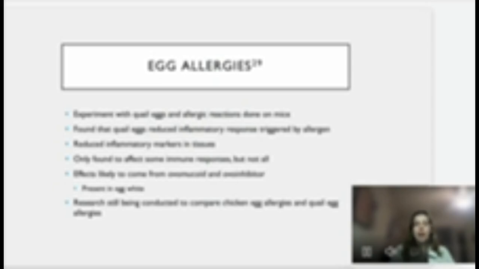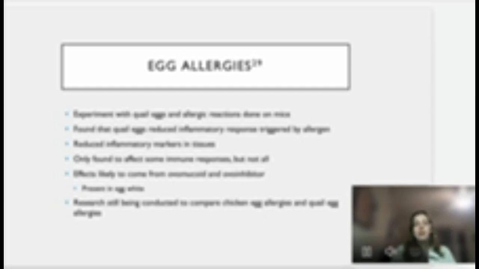Next, I'm going to touch on egg allergies, because there are some people that are allergic to chicken eggs, but not allergic to quail eggs. There was an experiment done with quail eggs and allergic reactions on mice. It was found that quail eggs reduce the inflammatory response triggered by an allergen. Quail eggs reduce inflammatory markers in tissues compared to chicken eggs.